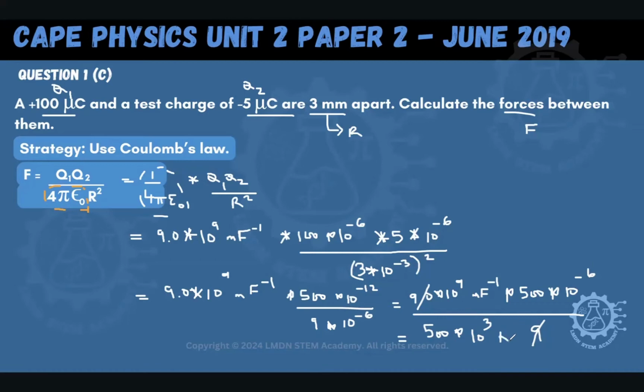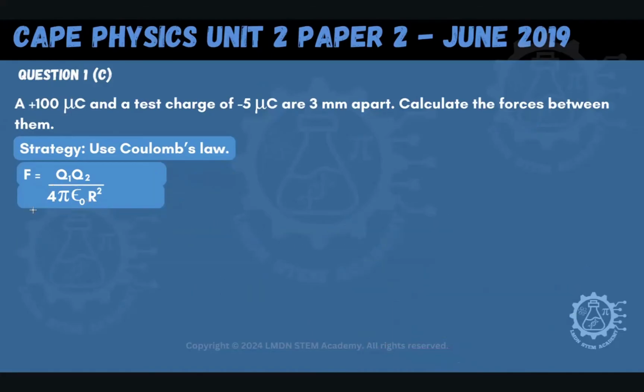And that's going to be in newtons. And so that's my force. That's my final answer. So this is my final answer here. Let me just box it. So this is our final answer, right? So F is equal to 500 times 10 to the 3 newtons, okay? All right, so now we're done with part C, so let's move ahead.